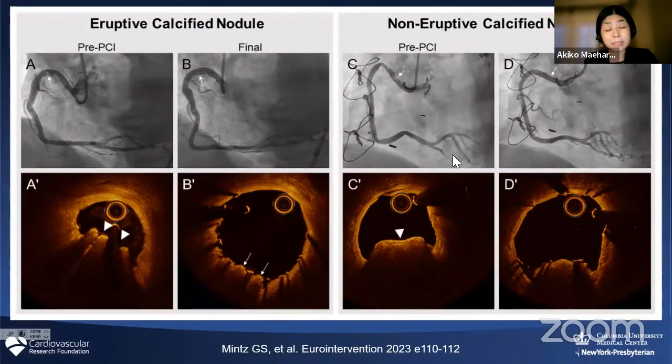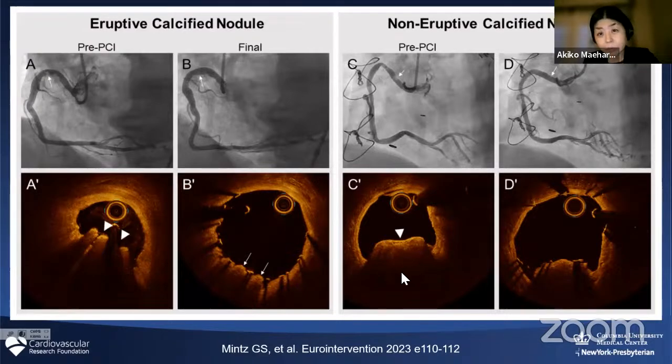This is how it looks angiographically. In both types, angiographically, you can see the radiolucent mass, here and here. This is how it looks by OCT. With eruptive calcified nodule, you can see the irregular surface on top. After stenting, you see nice stent expansion, and the stent area is very round in shape. This is because the eruptive calcified nodule can be redistributed, as it comes from small calcium fragments, and then you can get good stent expansion.